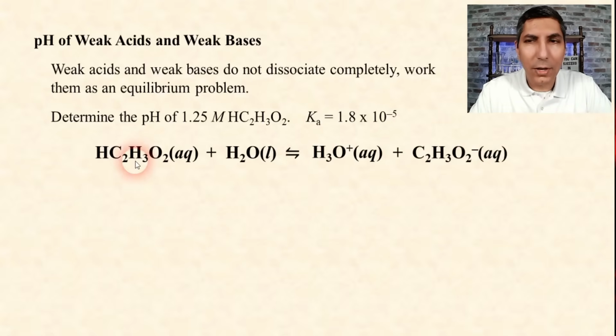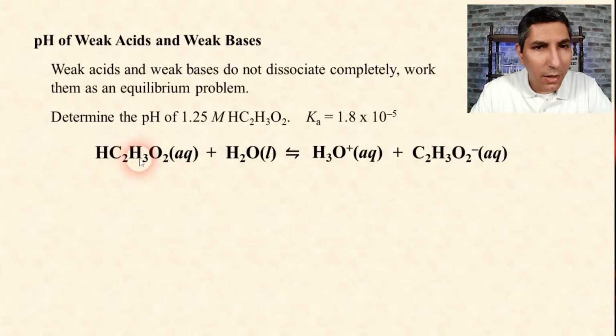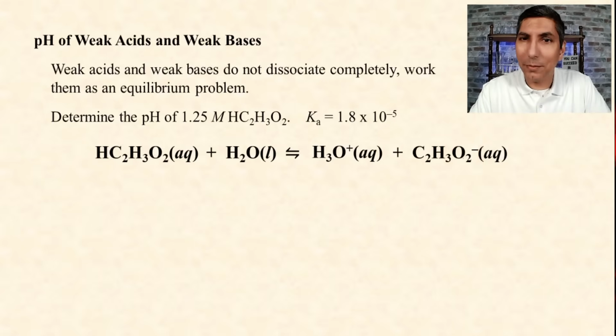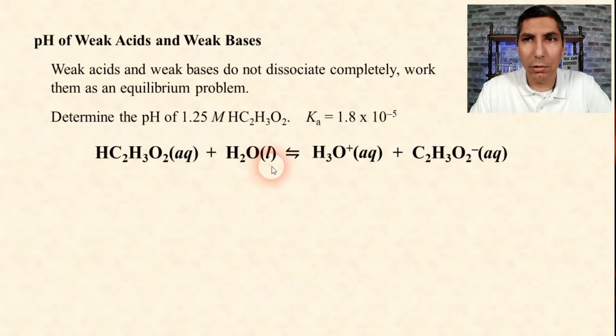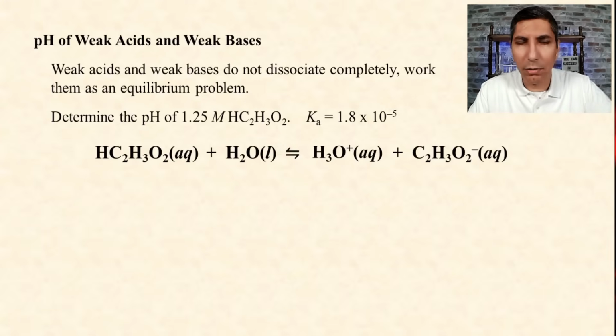So notice we have 2 conjugate acid-base pairs. The acetic acid and the acetate ion are a conjugate acid-base pair here. And likewise, the hydronium and the water make a conjugate acid-base pair as well. So you may be asked that. In fact, I'm pretty sure you will be asked that at some point on the exam, to identify conjugate acid-base pairs. Now let's go back to the problem here.